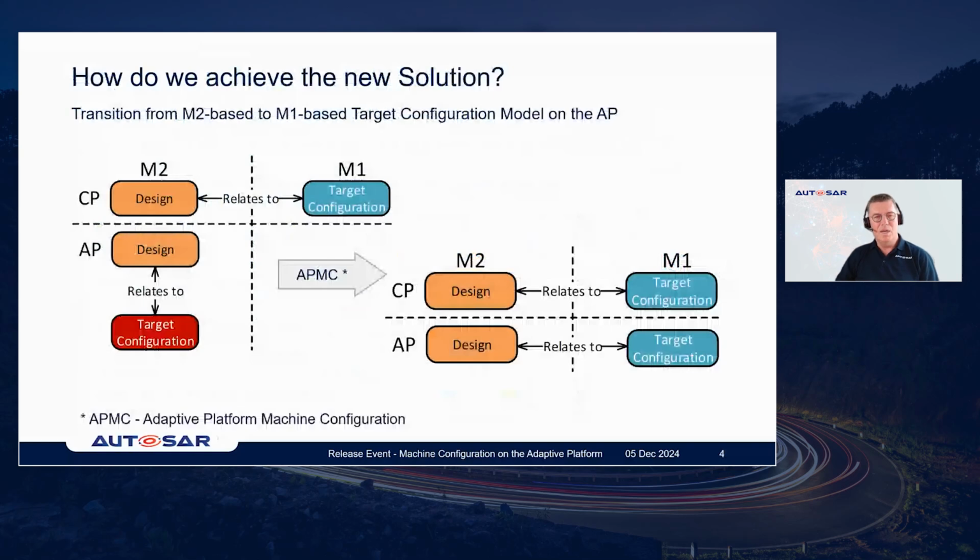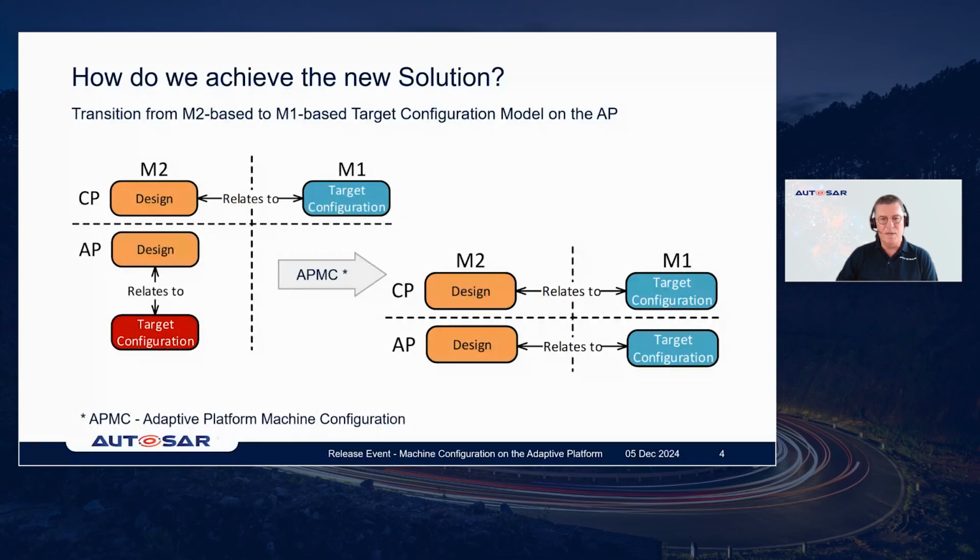So how is the plan going forward? We have a problem here. The problem has been identified. We want to have a solution, and the solution is obvious. We just switch to a situation where the general modeling strategy on the adaptive platform reflects the already successful modeling strategy on the classic platform.